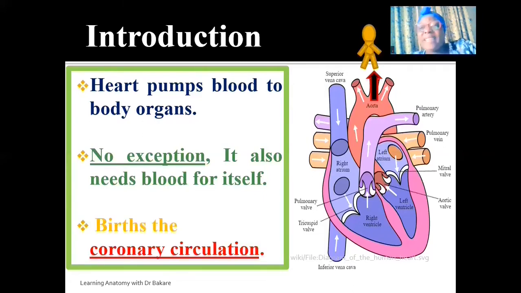And that is what backs the coronary circulation, because the heart also needs a supply of the blood that it pumps. So let's dive into this lecture to see how the coronary circulation helps to feed the different regions of the heart with oxygen and nutrients.